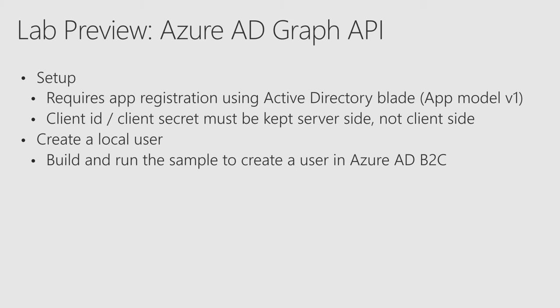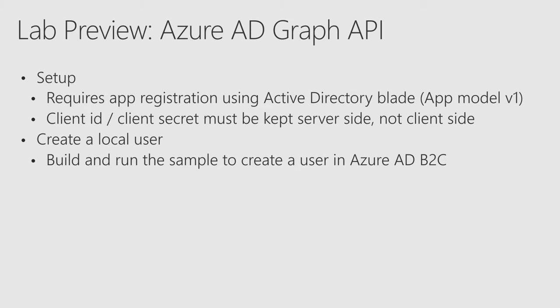And unfortunately, some of those steps do require running PowerShell commands. So you'll see in this lab reference to here are the PowerShell commands that you need to assign the correct permissions to your app registration in order to get the app registration set up the right way. Once you've got all of that set up, the sample itself is pretty straightforward.